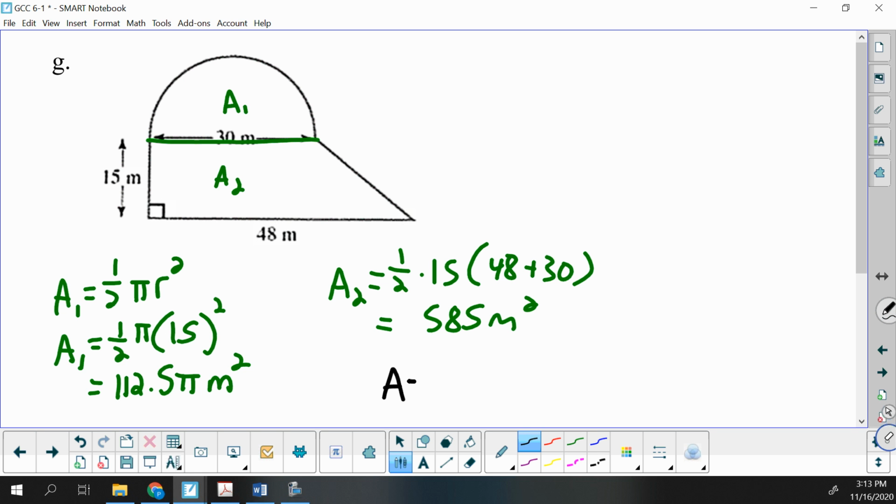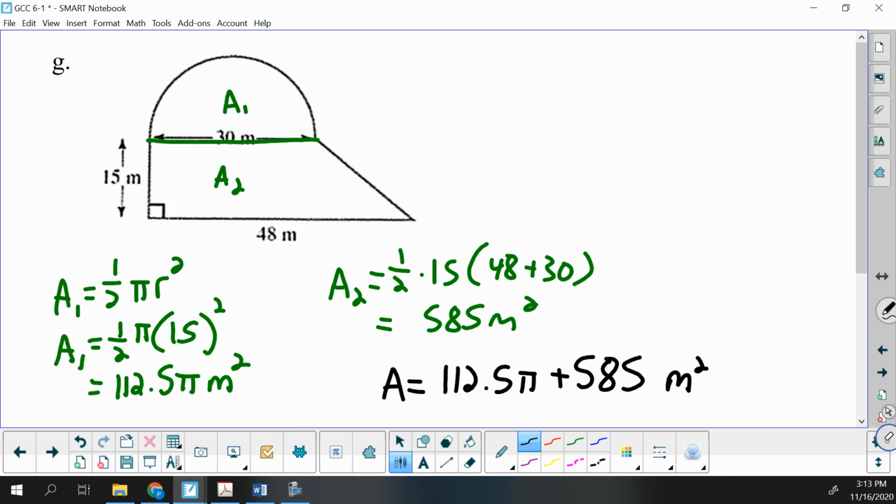For our overall area, we just need to add those together. 112.5 pi plus 585. And we'll throw meters squared on the end. Now, one of those has a pi and one of those does not. So they are not like terms. We cannot combine them. This is our final answer. Okay, this is an exact value.